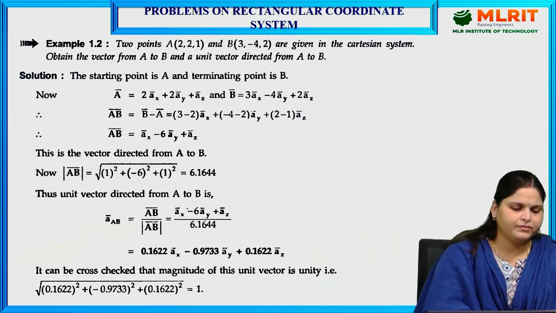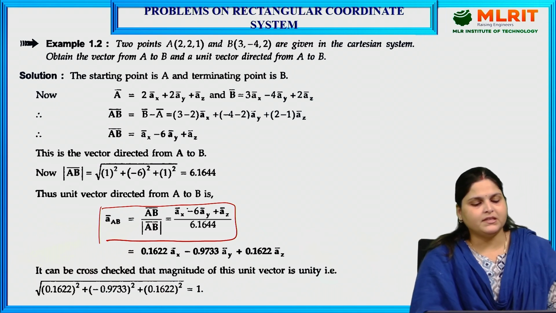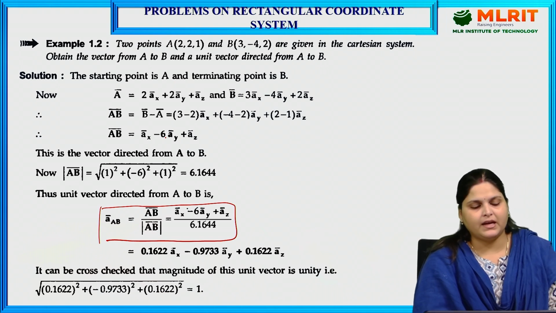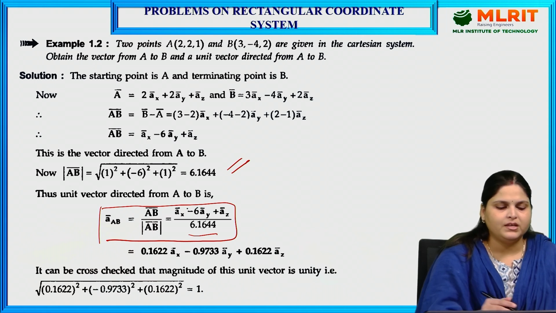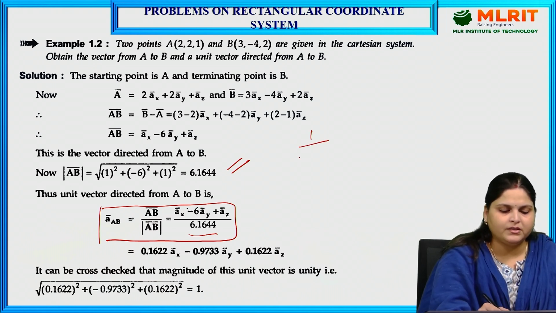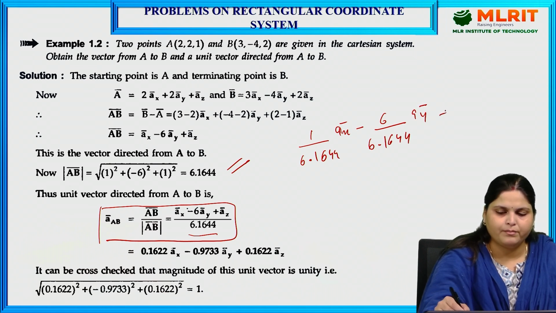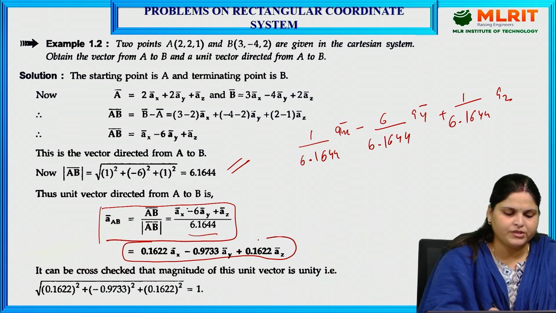Next we have to put vector AB and mod of AB into this equation. AB is ax minus 6ay plus az, and the magnitude is 6.1644. So we get 1 upon 6.1644 ax minus 6 upon 6.1644 ay plus 1 upon 6.1644 az. On solving this, we are getting this equation.